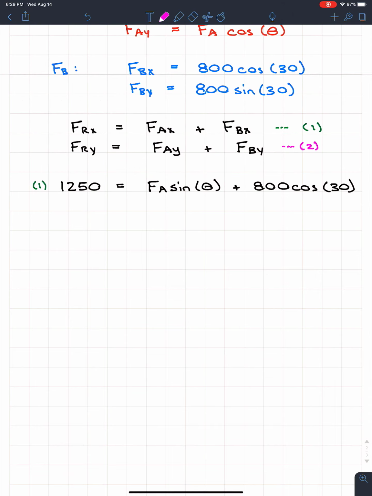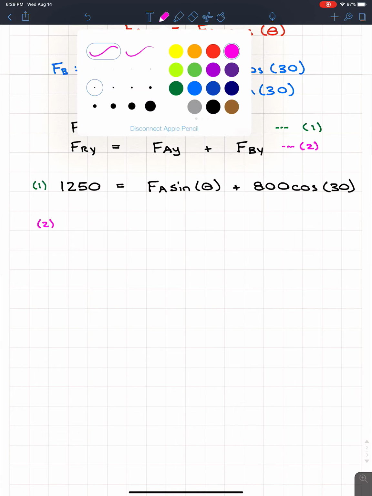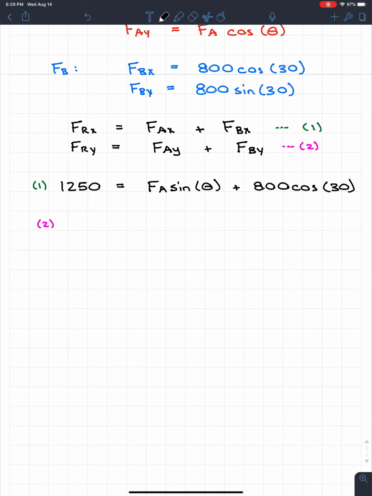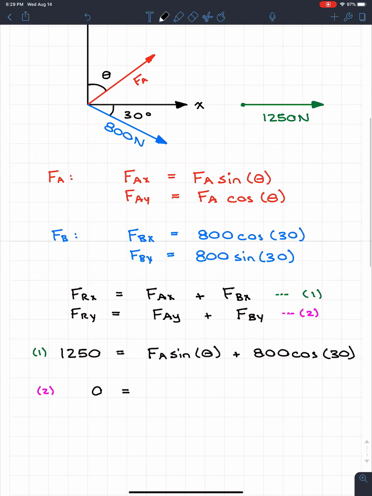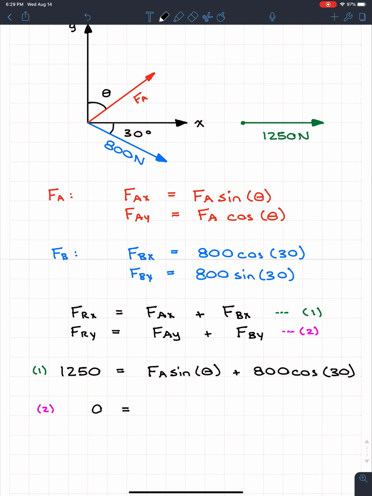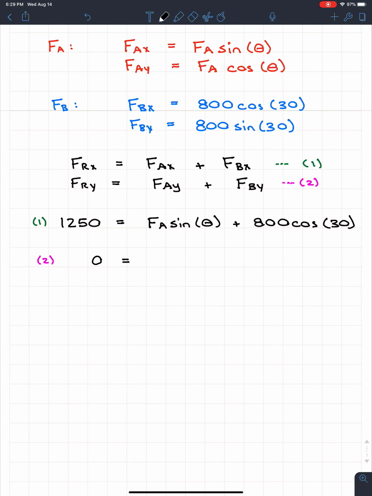Alright, so now looking at equation 2, we know that the resultant force, the y component, is 0, so it's nice, it's just 0. And that's going to be equal to, and if we look up, it's going to be FAY, so FA, which is equal to FA times cosine of theta. And then you add FBY, 800 times the sine of 30.